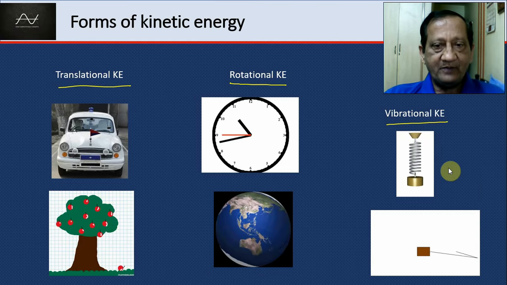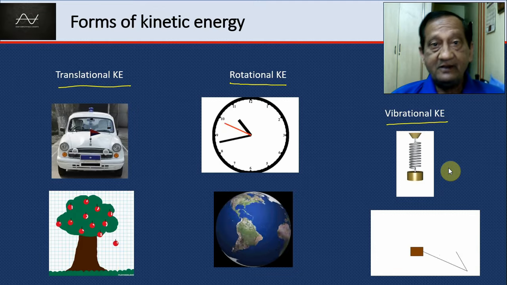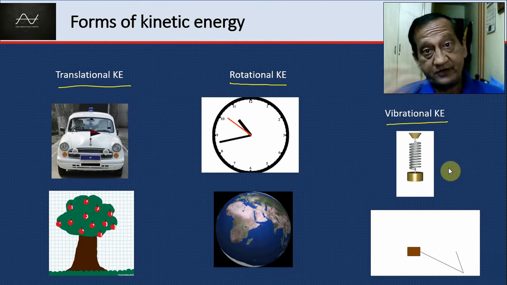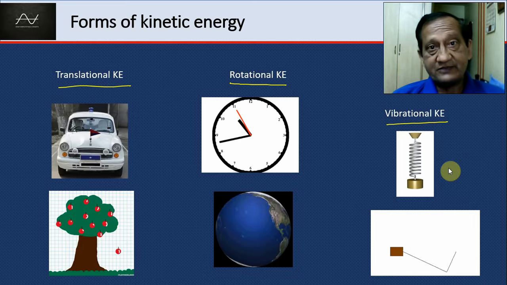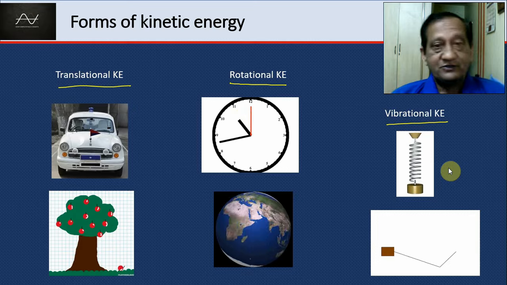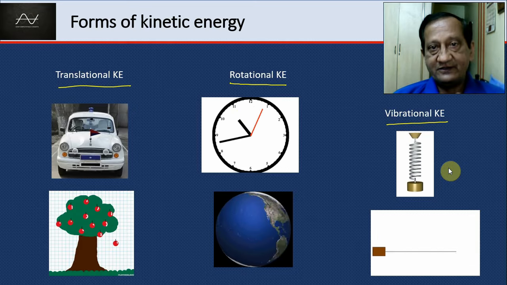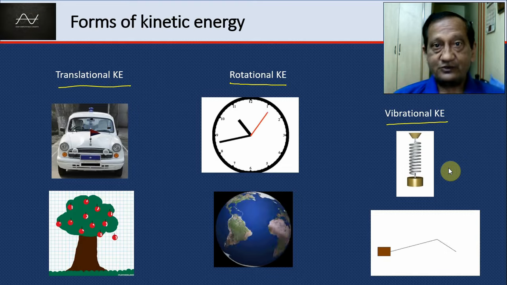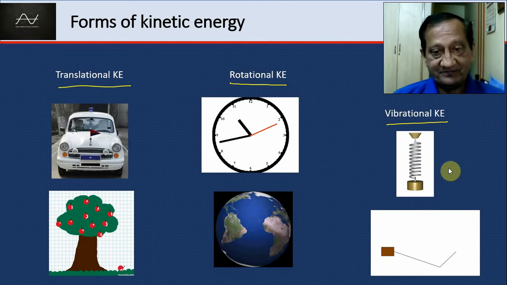However, a body can have any of these three types of motion. In fact, it can have a combination of motions, translation plus rotation, or translation plus vibration, or all the three put together. So then you have different terms of kinetic energy for each type of motion, and the total kinetic energy is the summation of all of these terms.